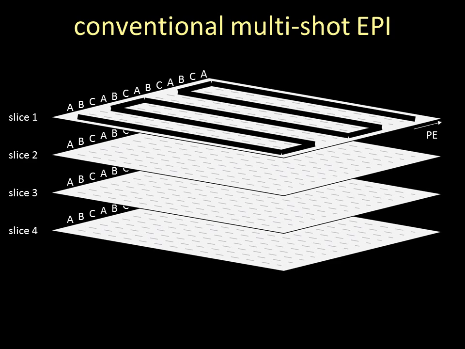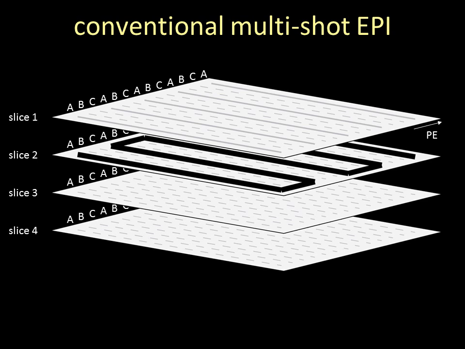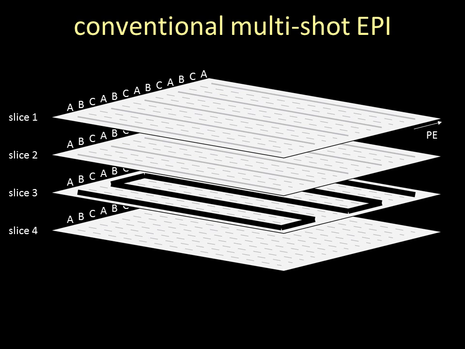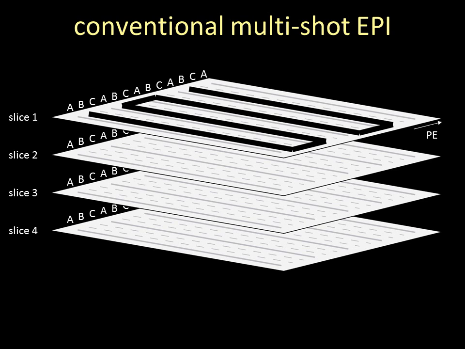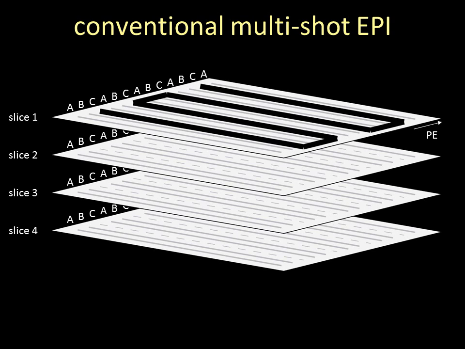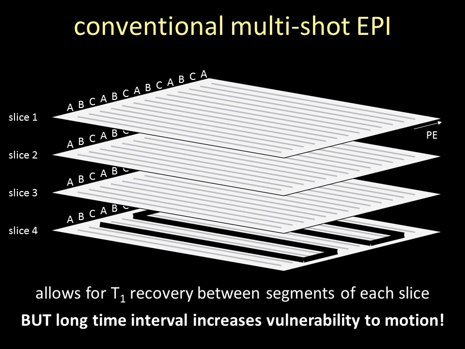So to review, in conventional multishot EPI, we start by acquiring segment A of slice 1, followed by segment A in slice 2, segment A in slice 3, and so on. Then 1 TR later, we return to slice 1, and acquire segment B in slice 1, then segment B in slice 2, and so on. What this means is that we have adequate T1 recovery between segments, but the long time interval between all segments acquired in a slice causes this vulnerability to motion.